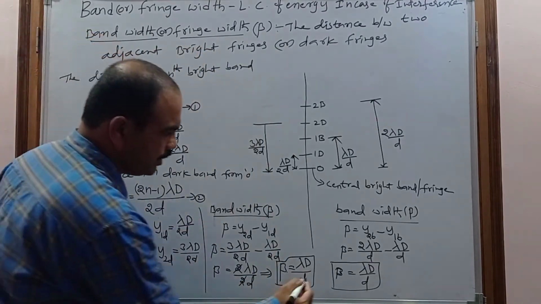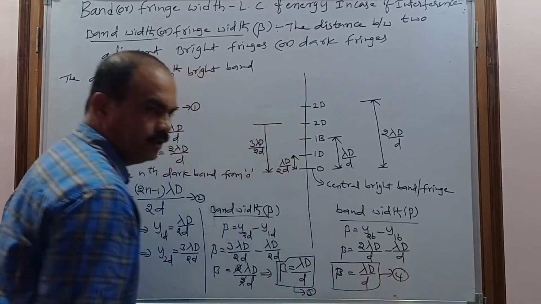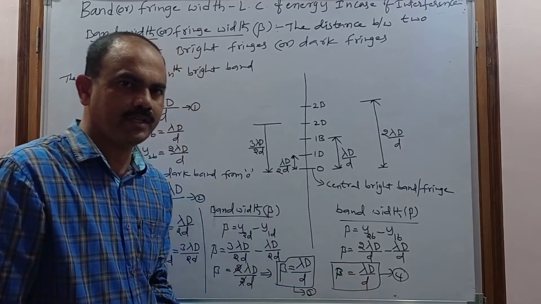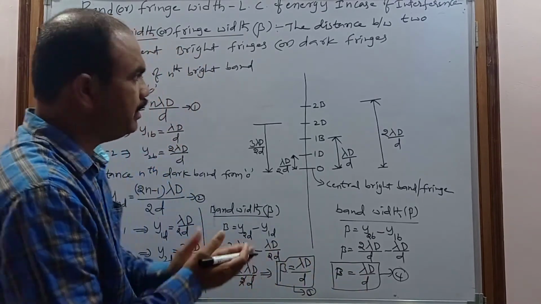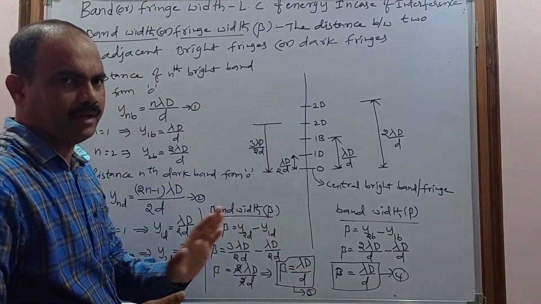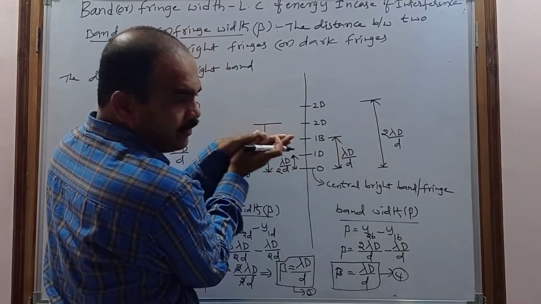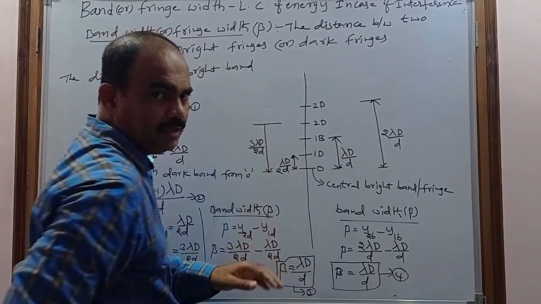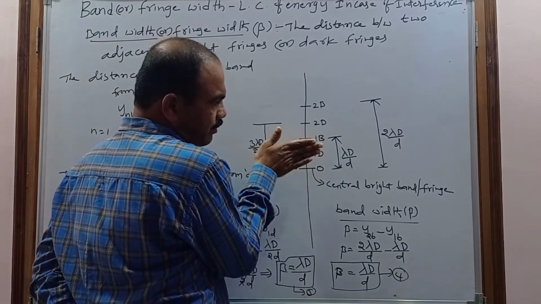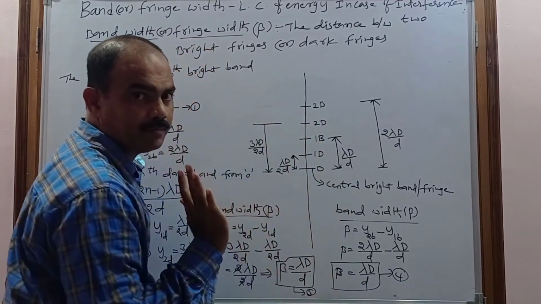When you observe these two equations, this is equation 3 and this is equation 4. This is the bandwidth in the case of dark fringes, and this is the bandwidth in the case of bright fringes. Both are the same, so the bandwidth of the bright fringes and the bandwidth of the dark fringes will be the same. From this you conclude that the distance is the same between two adjacent bright fringes and two adjacent dark fringes. So the width of the bright band equals the width of the dark band. Then only the bandwidth will be the same.